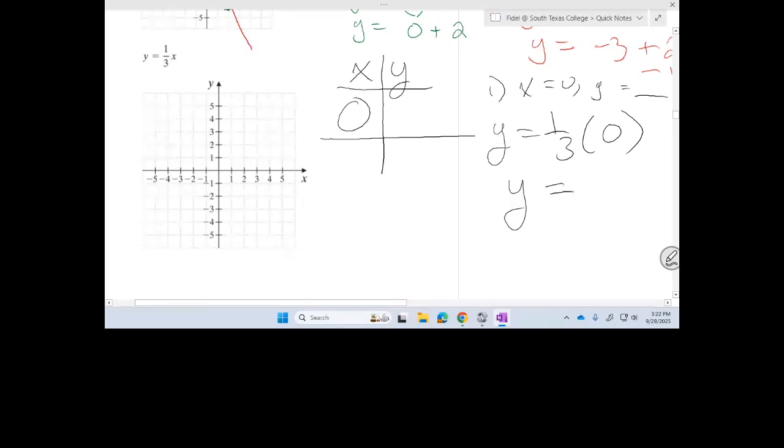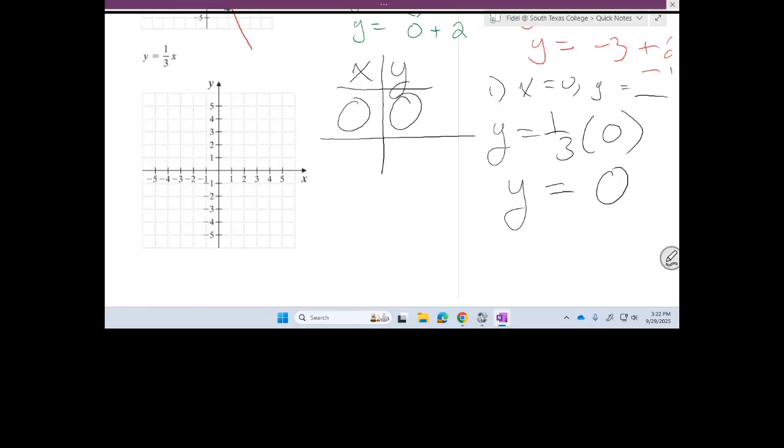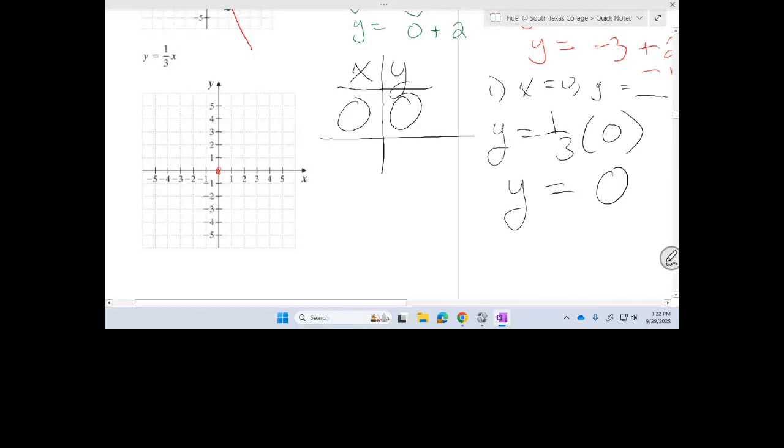Anyone know? 0. Anytime you multiply by 0, guys, you get 0. That's why I'm going to plug that number in, because that's going to be real easy. Okay, where would I find the point 0, 0 on my picture? Anyone know? Wouldn't it be right in the middle? Boom, there's 1 point already. Y'all, we only need to do one more.